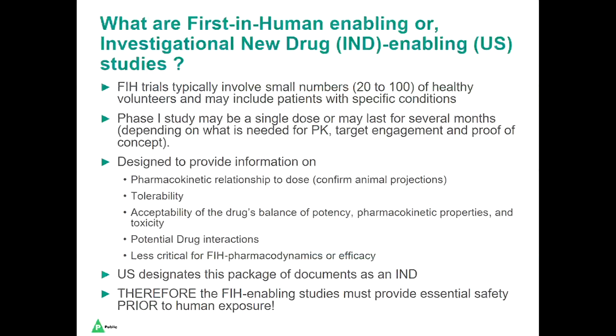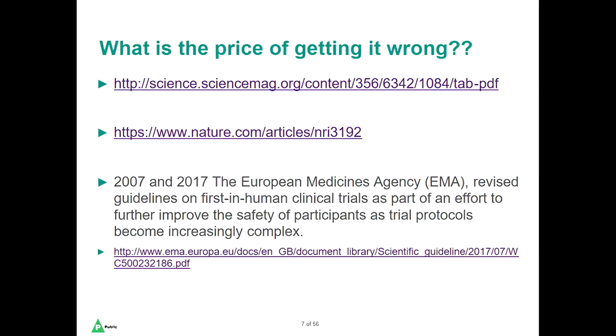So what's the price of getting it wrong? And anybody that wants the slide set, I can give them to you. We have a couple of examples. So overall, first-in-human trials, there are thousands that go on in the U.S. every year. Overall, they're typically very safe. But we've had a couple of trials that have really hit the news in the last 12, 15 years.